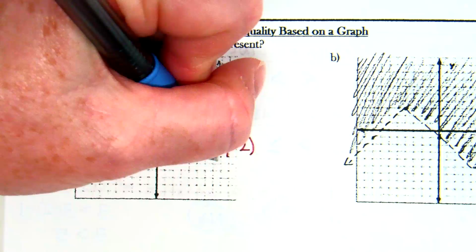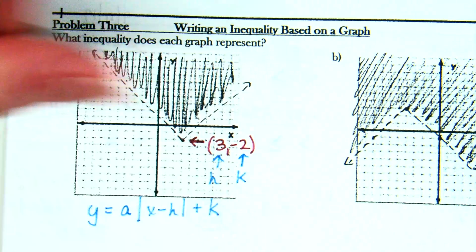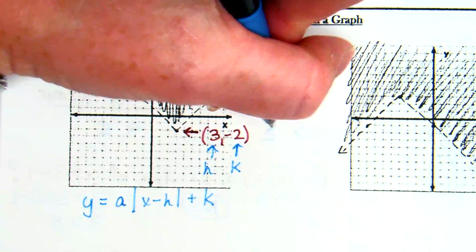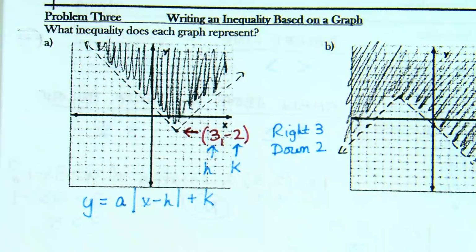So 3 is my H, and -2 is my K. And let me remind you of the equation we're trying to fill in: y equals a times x minus h, plus k. Does that sound familiar? Right now we know h and k. Where did this graph go? This graph moved right 3, down 2. That's how I got to that vertex, isn't it?